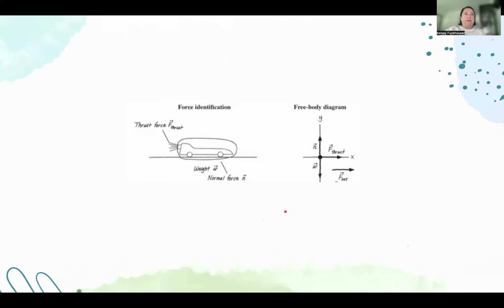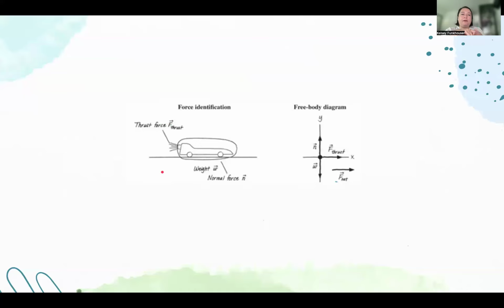We have another example of this. Sorry, this is kind of pixelated. So now we have a car that has rocket engines so that it can experience thrust. It's sitting on the ground, so there's a normal force between the ground and the tires. And it's near the surface of the earth, because it's on the surface of the earth, so there's a weight force. And then there's the thrust force from its rocket engine.